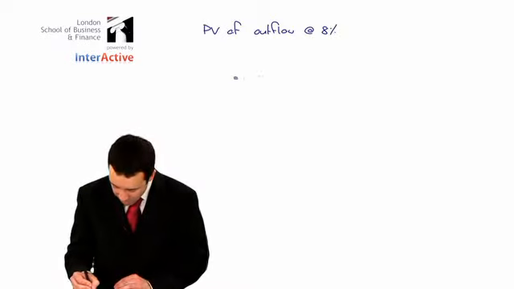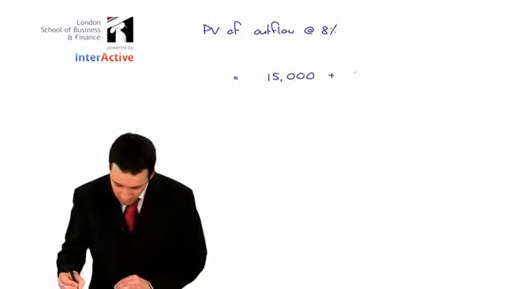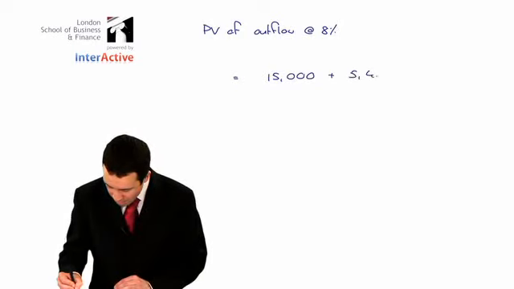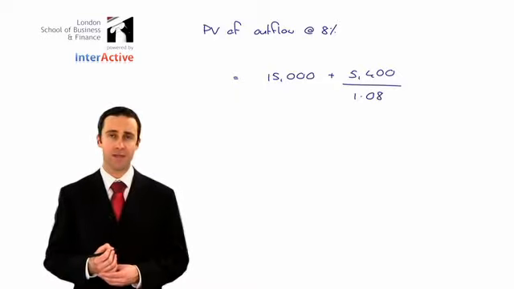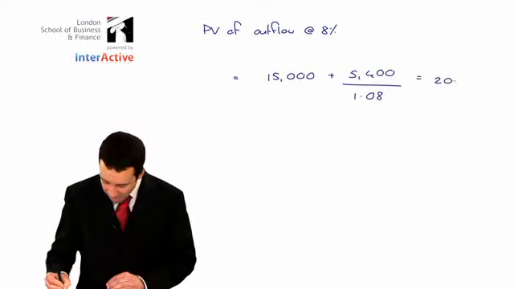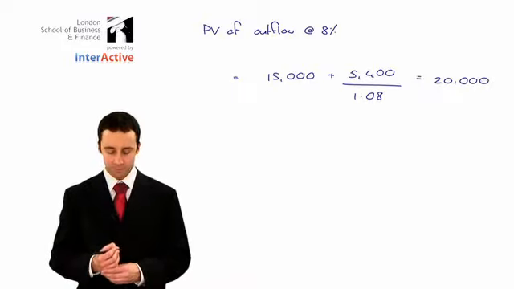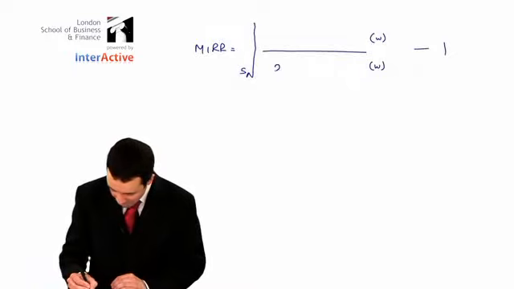So what we have is an outflow at T0 of 15,000, and an outflow at T1 of 5,400, which needs to be discounted back to present value using the 8%. We can work out that this totals £20,000. So that £20,000 is the present value of the outflows.